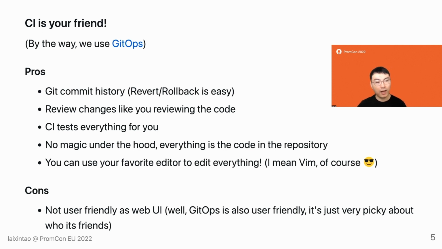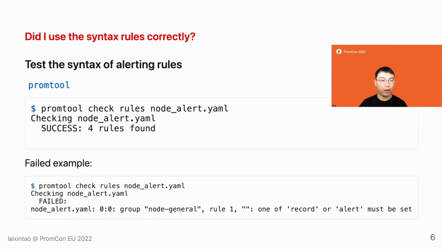Let's see how CI can help you in setting up alerts. Let's talk about the first question: did I use the syntax rules correctly? The answer to this question is promtool. Promtool is the built-in tool in Prometheus. You can use the command promtool check rules to check if all of the syntax is correct. And you can add this command into the CI.